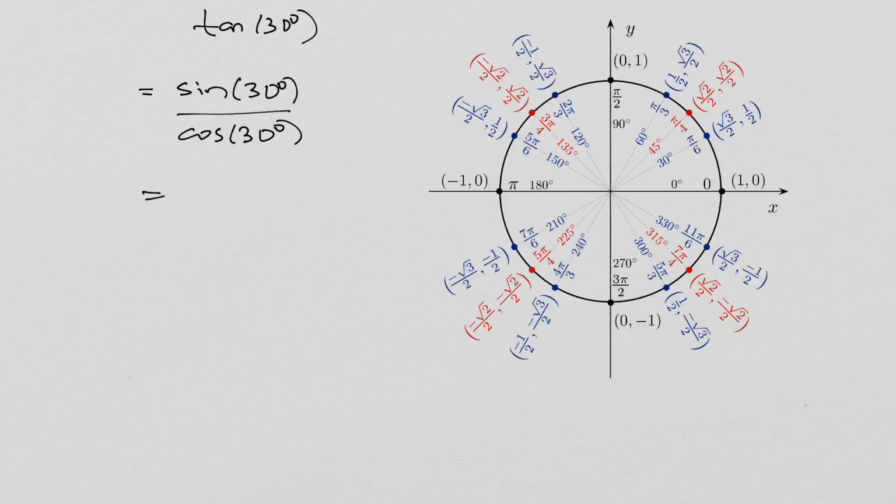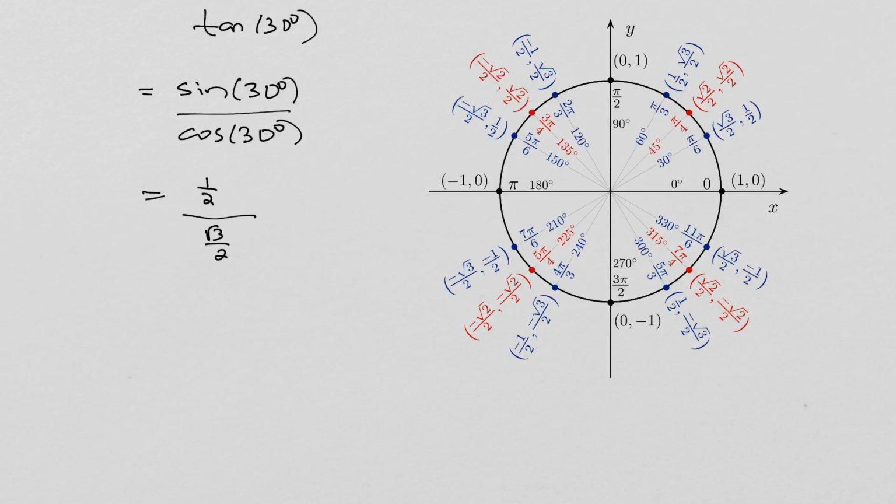So let's say I wanted to find, how about tangent of 30 degrees? Well, remember, tangent is the same thing as sine over cosine. So that's sine of 30 degrees over cosine of 30 degrees. Let's remind ourselves about that unit circle again. If you look at 30 degrees, sine of 30 degrees is 1 over 2. Cosine of 30 degrees is square root of 3 over 2.